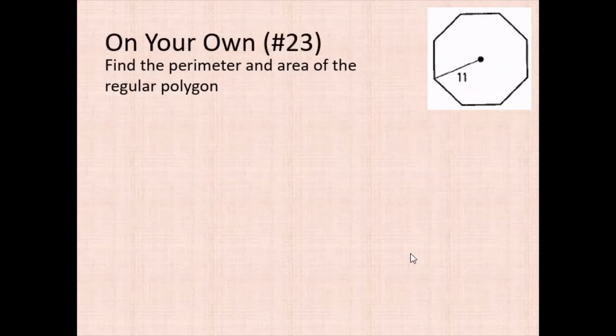Okay, so you've got kind of the same question here. This time we have an octagon with a radius of 11. So go ahead, pause the video, and find both the perimeter and the area. So you should have 2 answers before you resume the video to see if you're right.